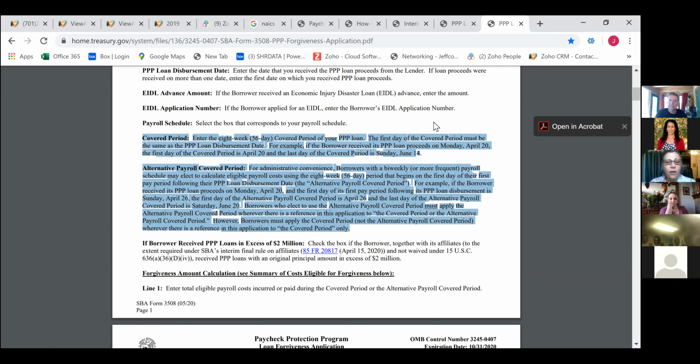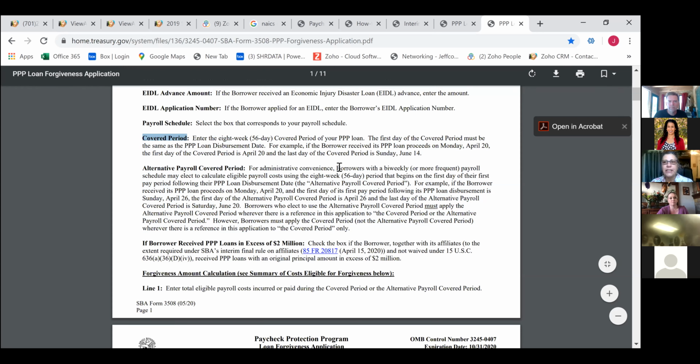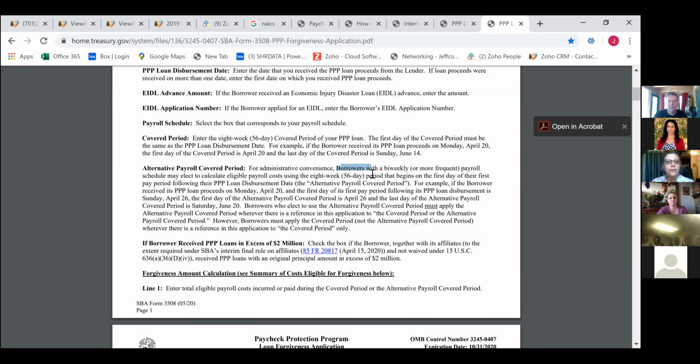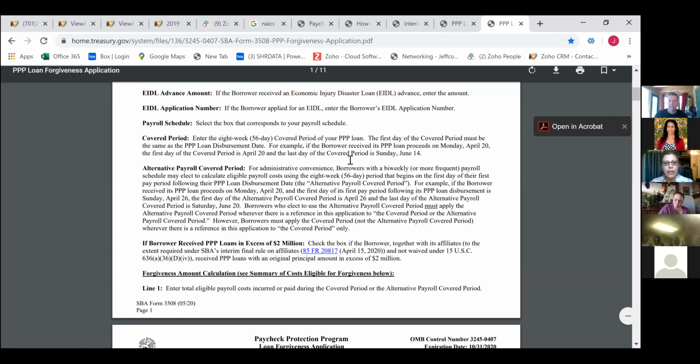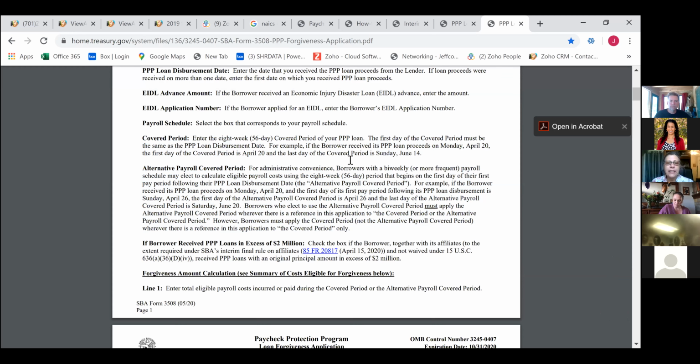Okay, so the covered period is 56 days, and that can either start when you receive the money, or it can start the first paycheck date after you receive that money. So these are the instructions, and it explains pretty well what we're looking for there. Now, did anyone receive loans in excess of 2 million? Because I'm not even going to go there. I don't think we have any help on that.